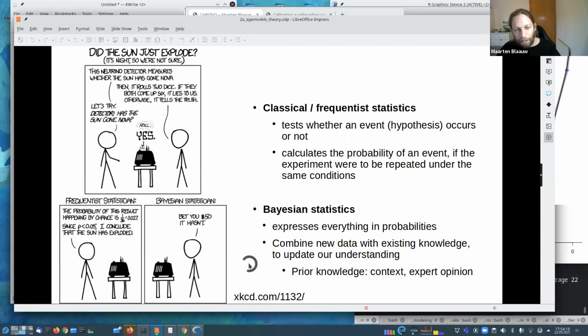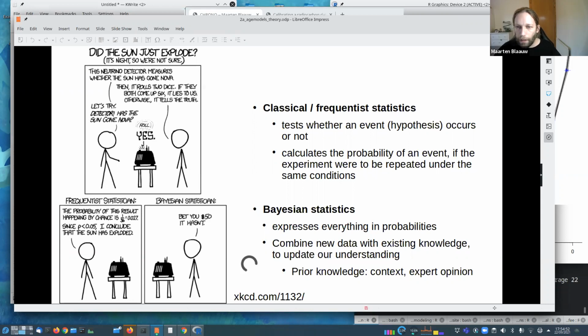The Bayesian would say, I bet you $50 that it hasn't. Because they're looking not just at the data, but they take other information into account. And betting is really a part of that. If the sun had exploded, then £50 would be worthless anyway. So you can spend even 500 in your bet, because he can be quite confident of the sun not having exploded, given all the context that is there.